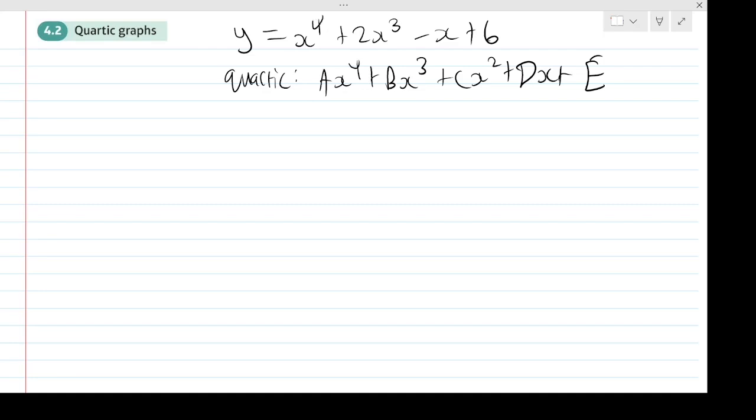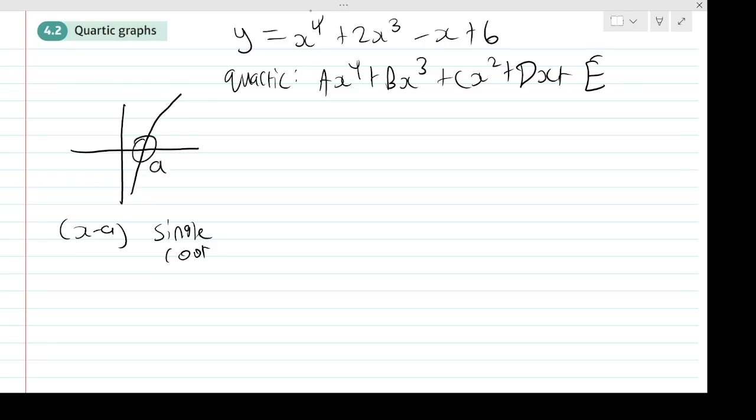Basically, it's the same idea as when we looked at cubics, where we analyzed the type of roots. So remember that when we had what we called a single root, when it's just the bracket or the factor on its own, it just passes through the axis, right? So it looks like that. If that's x equal to a, it just passes through the axis, no problem.